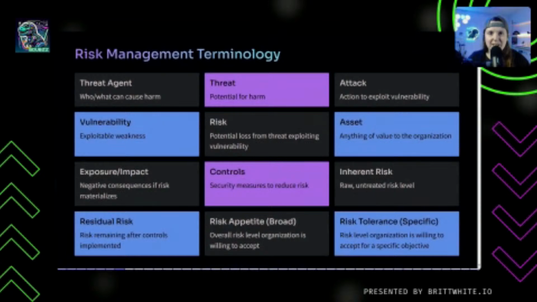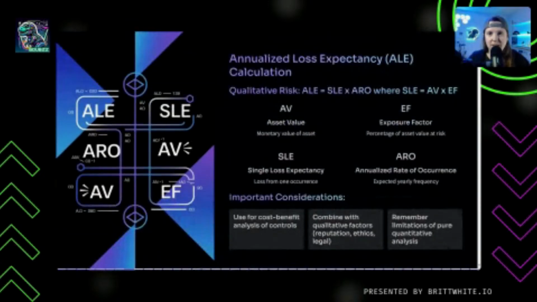Now let's talk about the annualized loss expectancy, the ALE calculation. This is a key concept in quantitative risk analysis. ALE helps us put a financial number on a risk over a given year. The formula is ALE equals SLE times ARO, where SLE equals AV times EF. Now, that was a lot of acronyms, I know that. So let's break this down.